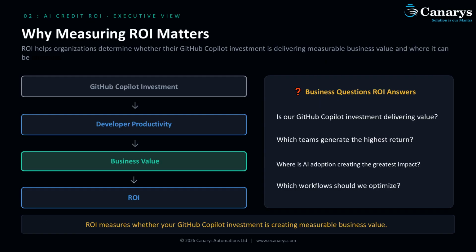Now that we understand what ROI is, let's talk about why it matters. Organizations don't invest in GitHub Copilot simply to consume AI credits. They invest to improve developer productivity and create measurable business value. ROI connects those pieces together. It links your GitHub Copilot investment with productivity improvements and ultimately the business outcomes those improvements create. It also helps answer important business questions, such as whether the investment is paying off, which teams are seeing the greatest return, where AI adoption is having the biggest impact, and which workflows still have room for improvement. So before calculating ROI, let's first understand what actually creates it.